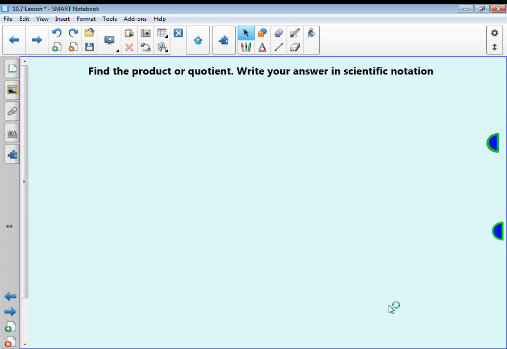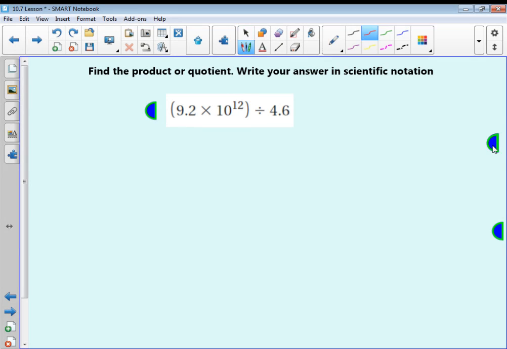Okay, in this part of the lesson, we're going to be working with finding the product of two scientific notations. So product is when we're multiplying between two, or dividing. In this case, we're working with one that's a little bit more advanced. So we have 9.2 times 10 to the power of 12 divided by 4.6. So we need to write both of these in scientific notation.